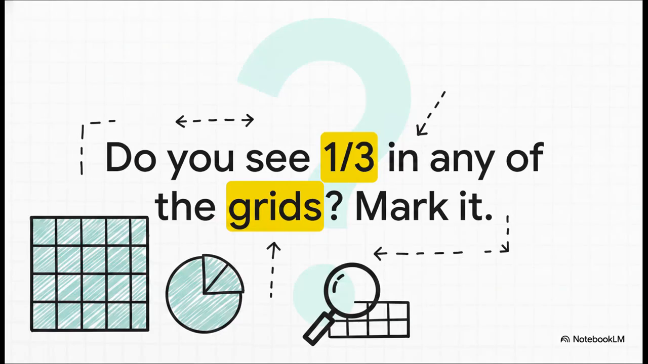But let me challenge you to play detective for a minute. If you were staring at those grids divided into sixths or twelfths, do you see a 1/3 hiding anywhere in there? Well, if a grid is divided into 6 equal rows and you shade 2 of those rows, you've just shaded exactly 1/3 of the whole grid. See, it was hiding right there in plain sight.